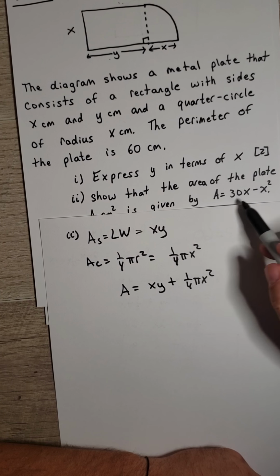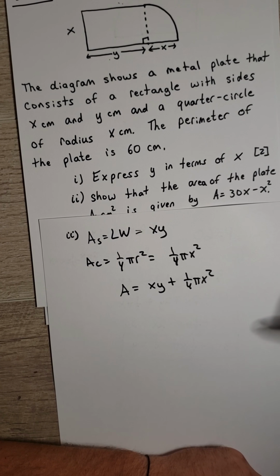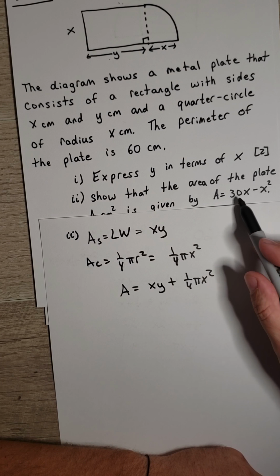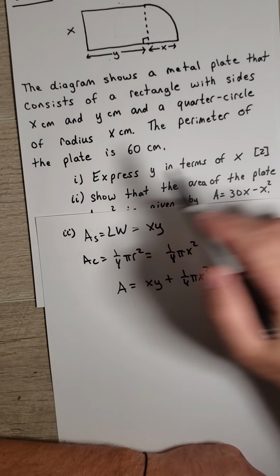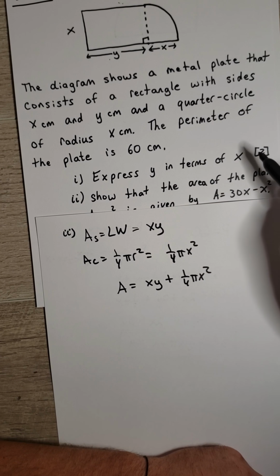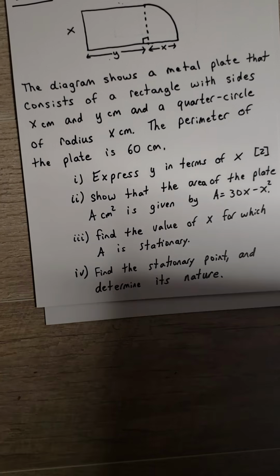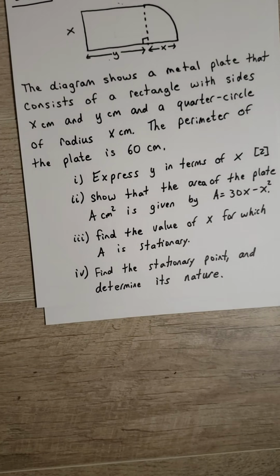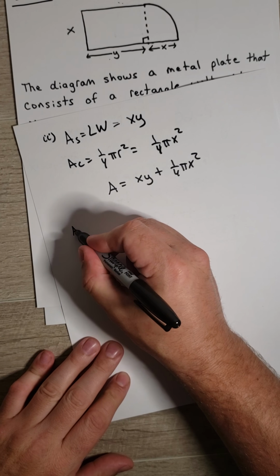So you can see we're kind of there, but what's different here? We have a y here. They have no y. Well, that's what part I was for. Express y in terms of x. So I'm going to replace this y with the y we got from part I. So we have A is equal to.